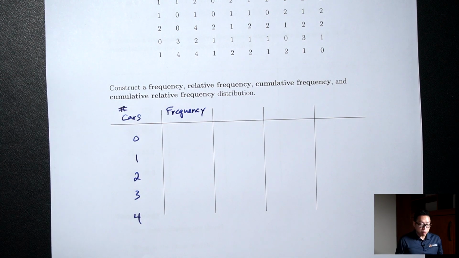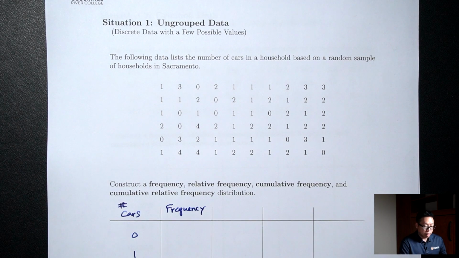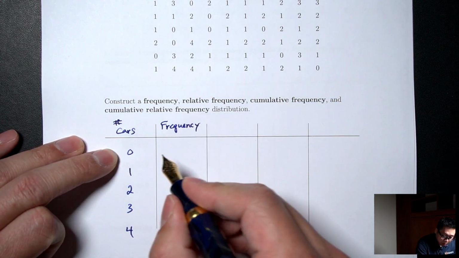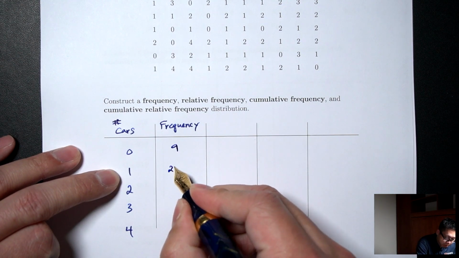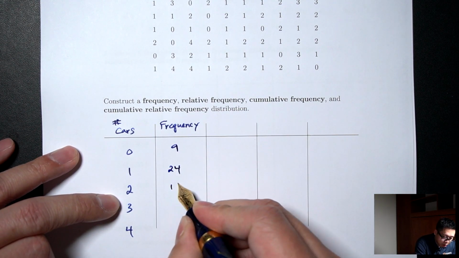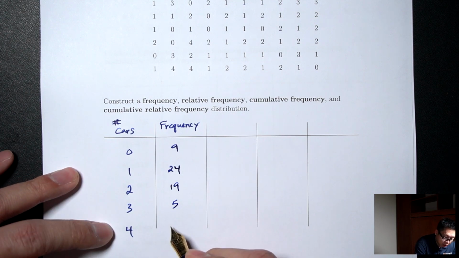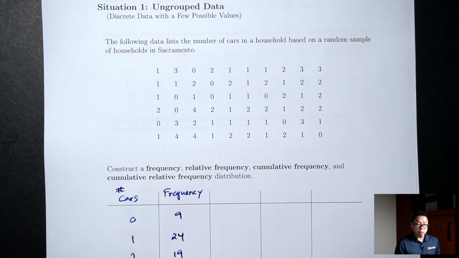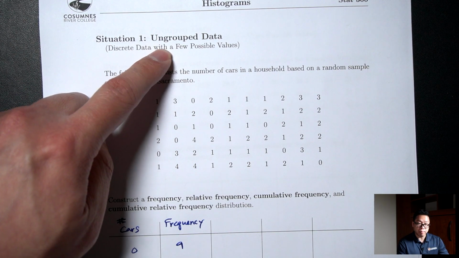Frequency means how many, so we're just going to count how many zeros are in my data set, how many ones, and so on. Now, on your lab, we're going to use R to help us count. So let me just tell you what the frequencies are. If you count, there are 9 zeros, there are 24 ones, 19 twos, 5 threes, and 3 fours. And that's how you find the frequencies for situation 1. I'm going to call it ungrouped data.